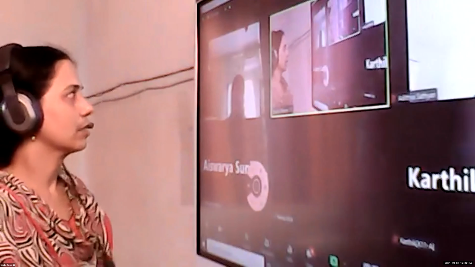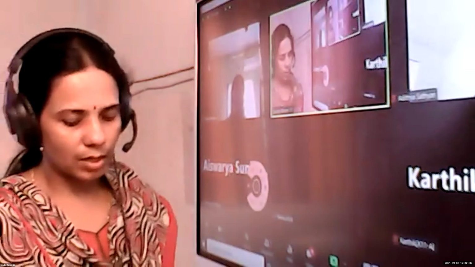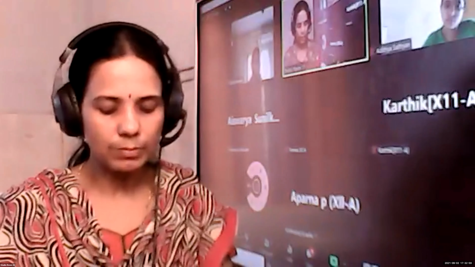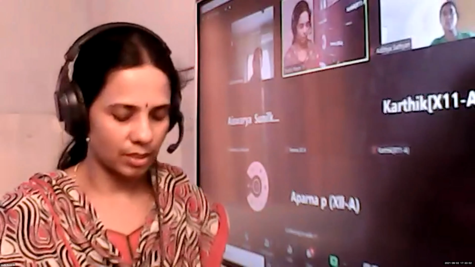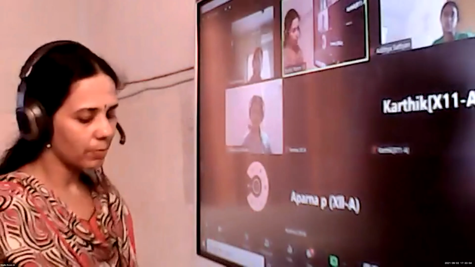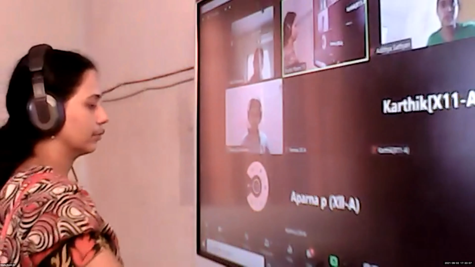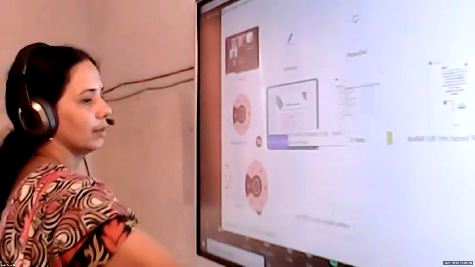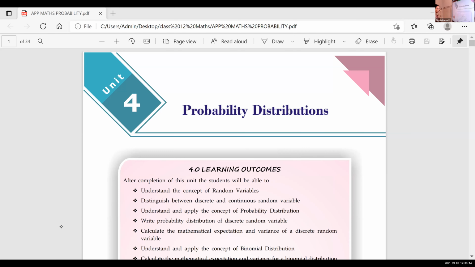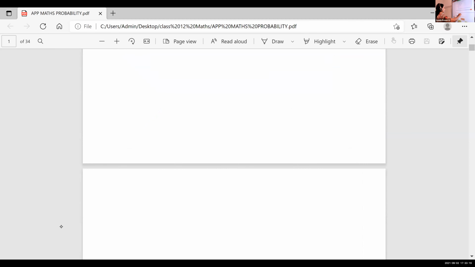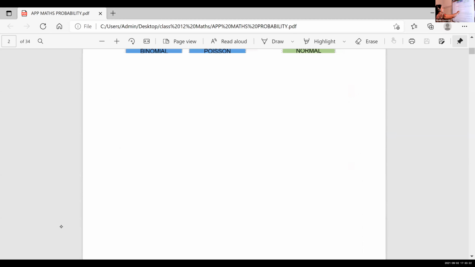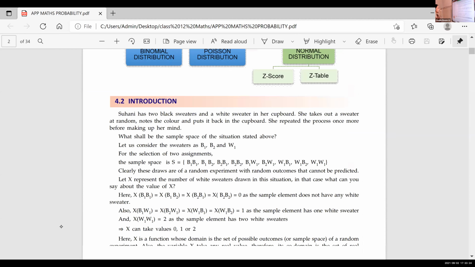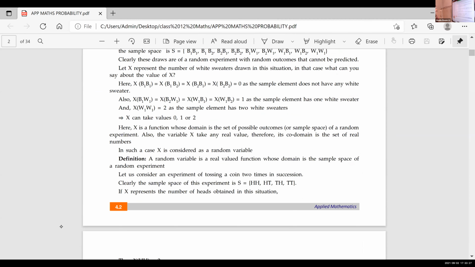Okay, children. Now, we can start with what we were discussing yesterday. Yesterday, we did probability distribution function, isn't it? We did some questions from probability distribution function. Now, look at this, children. This is the textbook given by the CBSE, NCERT. So here, probability distribution. Yesterday we discussed random variable. What is a random variable? A random variable is a real valued function.